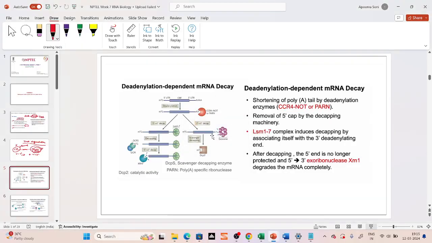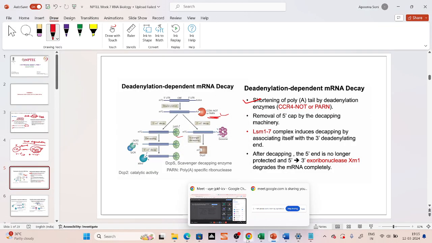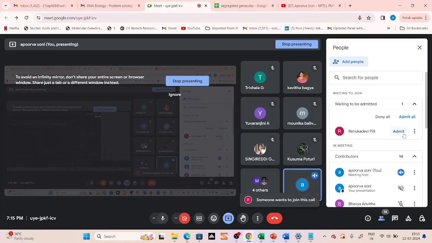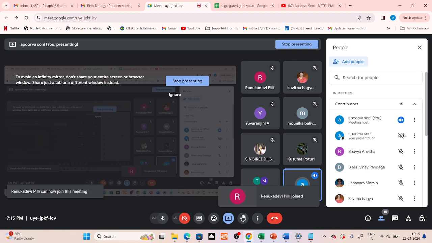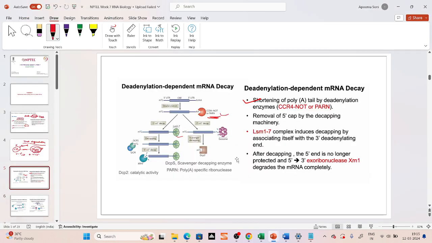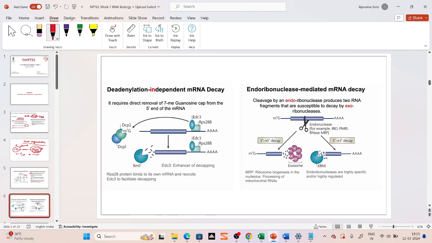So always remember that deadenylation dependent decay can occur in two ways, 5 prime to 3 prime or 3 prime to 5 prime. In both ways, the important thing is that this poly A tail is removed. Only then LSM can bind, only then exosomes can bind. Is it clear to everybody? Deadenylation dependent mRNA decay.